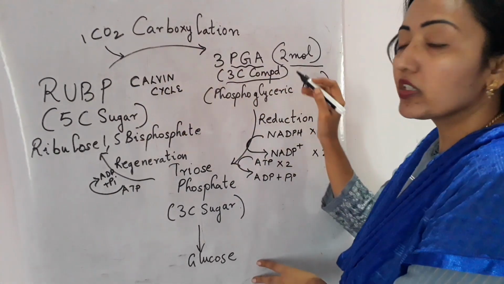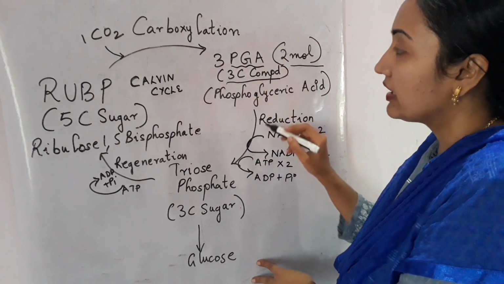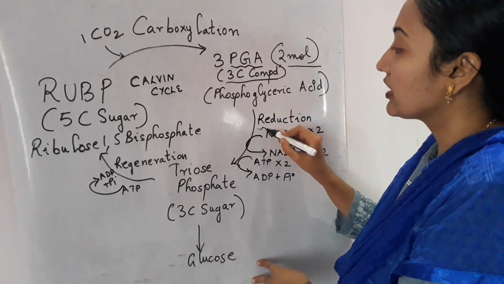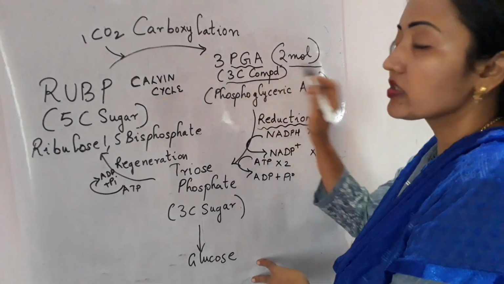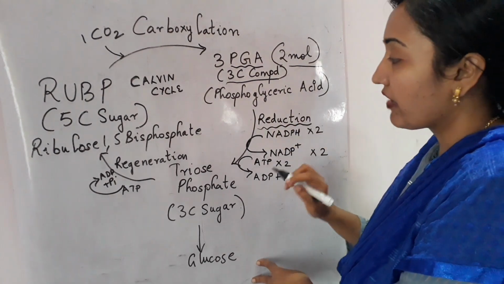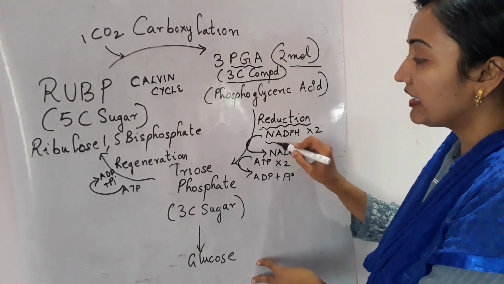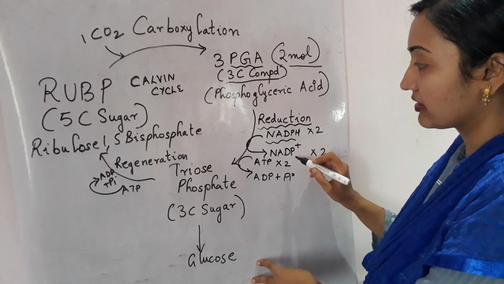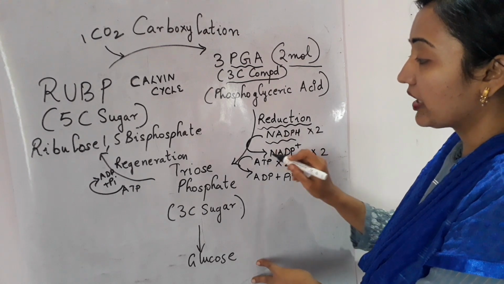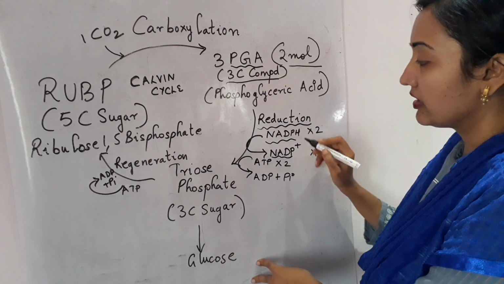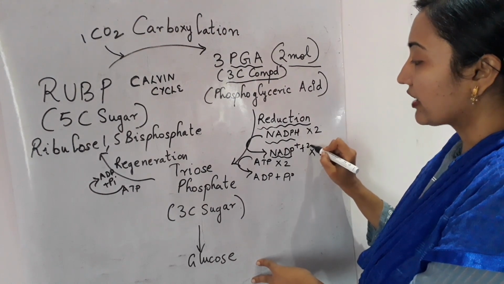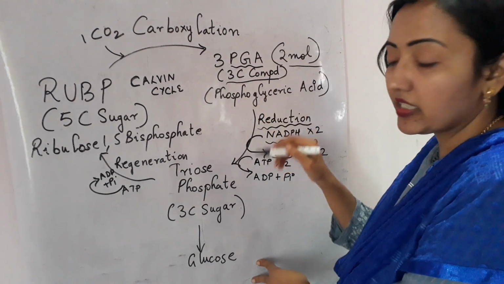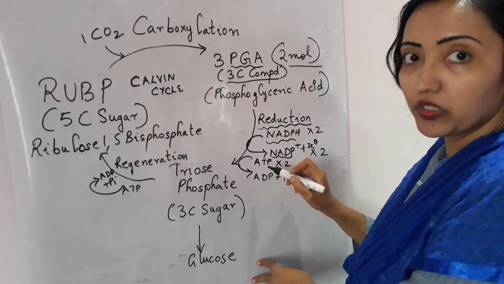Now, 3-phosphoglyceric acid, a 3-carbon compound, undergoes reduction, and while reducing it uses NADPH. 2 molecules of NADPH break and form NADP plus. When NADPH breaks, electrons are produced. These electrons are given to phosphoglyceric acid. It undergoes reduction and ATP is also utilized here.